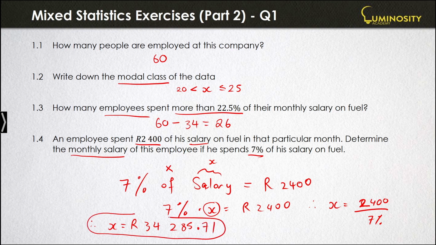So that is that employee's particular salary if they are only spending 2,400 Rand, which amounts to 7% of their salary. All right, so that's how we would do this type of question.